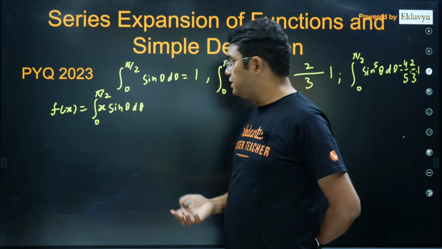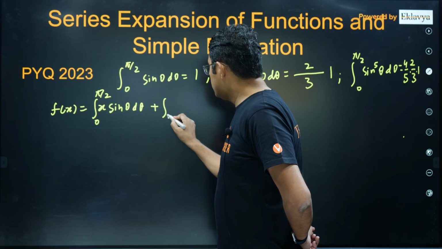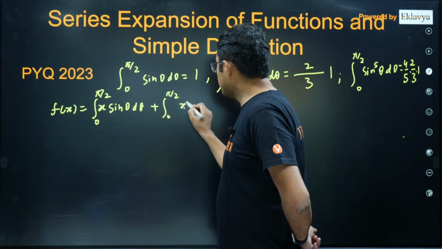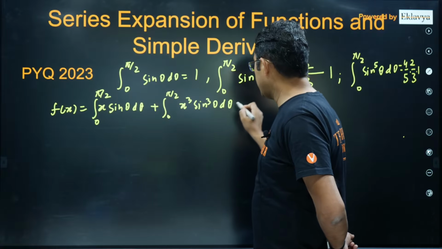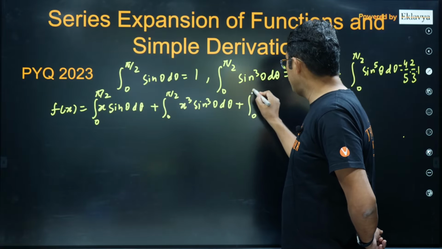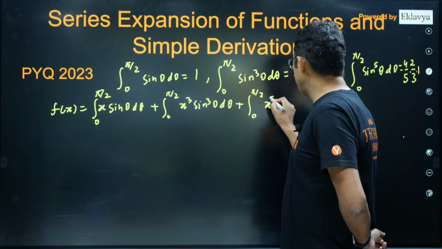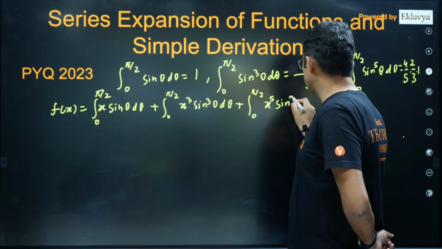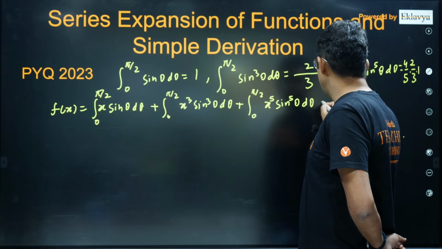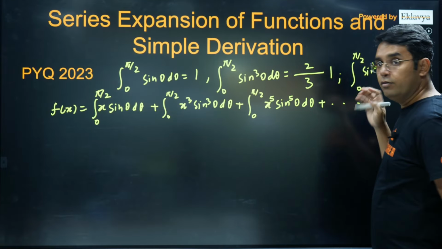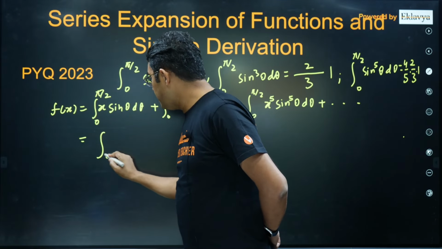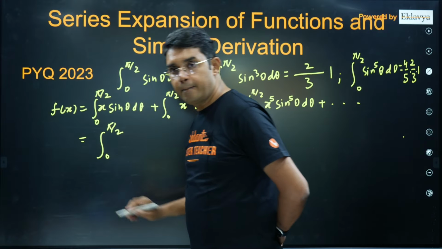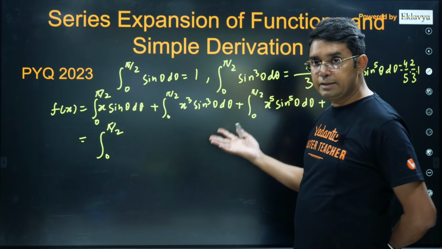I can consider x as a constant, plus the integral from 0 to π/2 of x^3 sin^3 θ dθ, that is the second term, plus the integral from 0 to π/2 of x^5 sin^5 θ dθ, and so on. The next term will be of 7 also, and so on. Now you can see I can bring each and everything in a single integration sign, because the limit is the same.